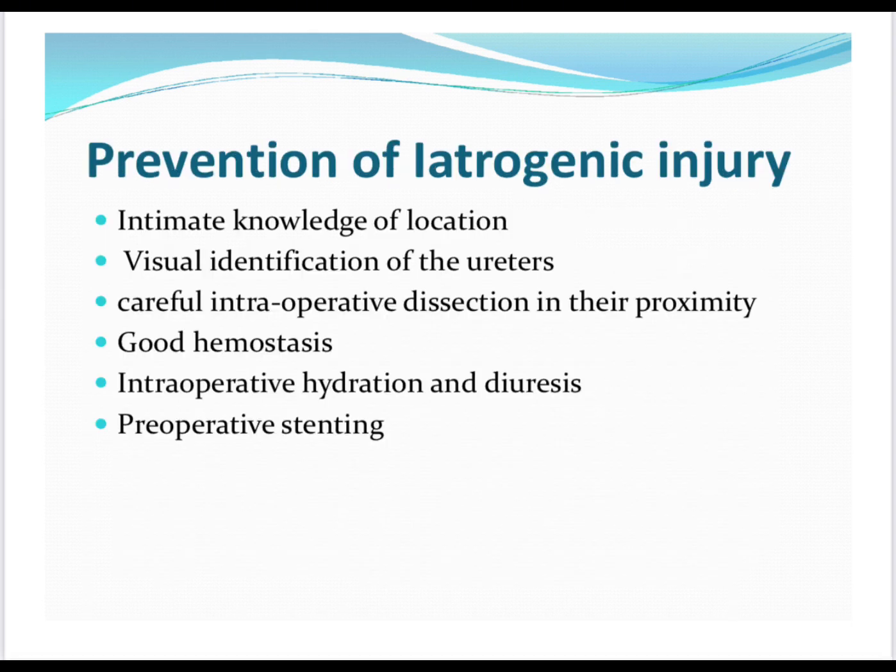Now the question is how these injuries can be prevented. This injury can be prevented by intimate knowledge of the location and the anatomy, visual identification of the ureter, meticulous dissection, careful intraoperative dissection in their proximity, good hemostasis, intraoperative hydration and diuresis, and preoperative stenting. All these can help to prevent the iatrogenic injury.